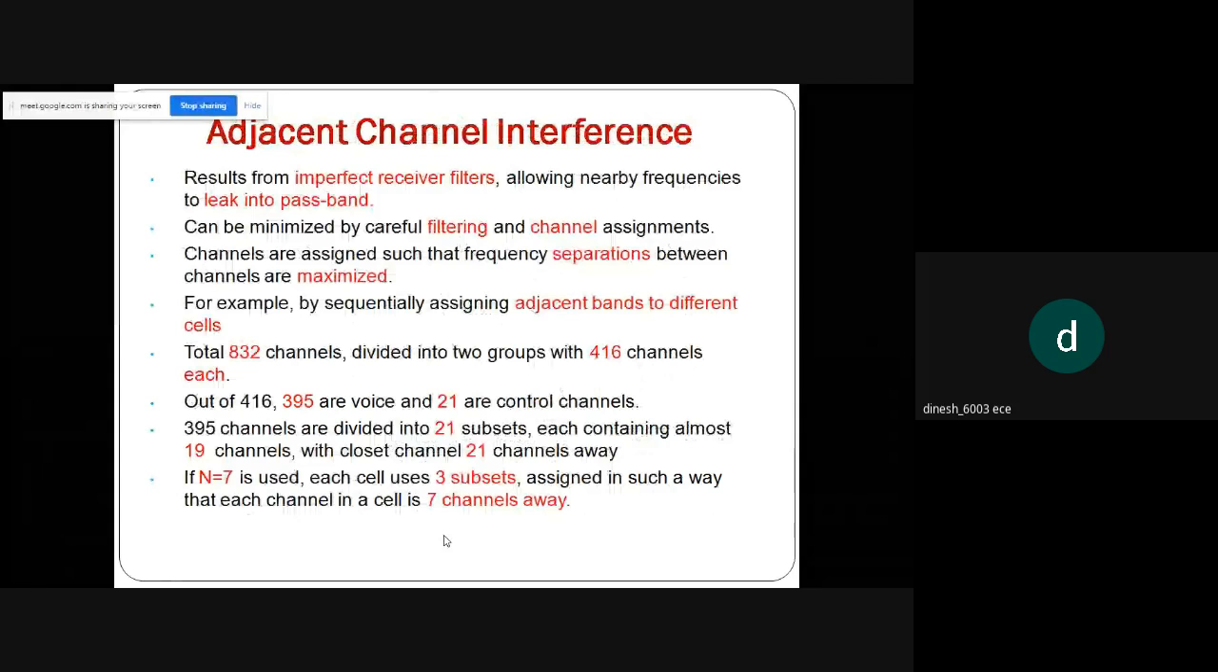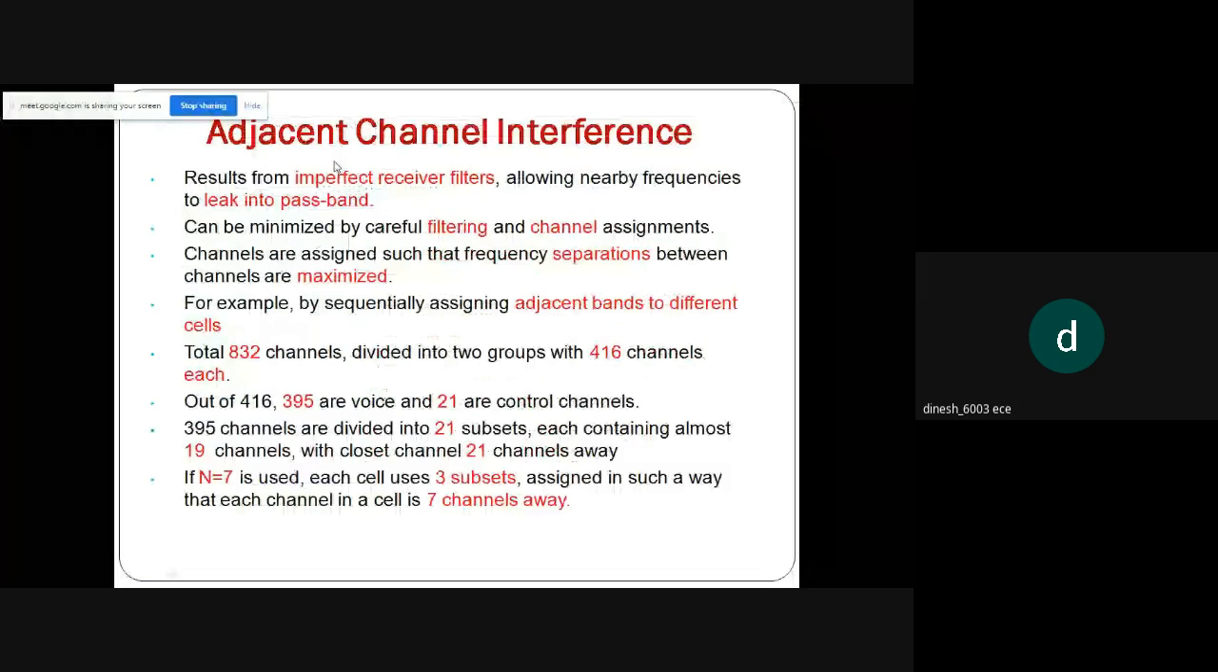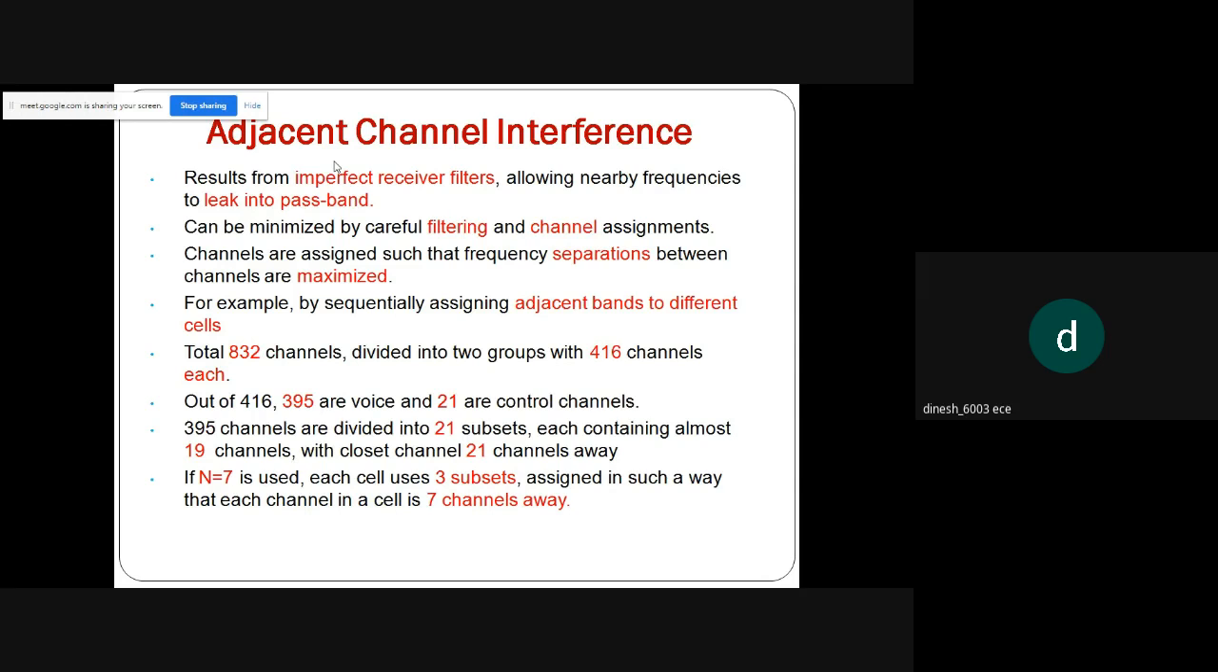So next is the adjacent channel interference. This interference results from imperfect receiver filters, which allow nearby frequencies to leak into the passband. These can be minimized by careful filtering and channel assignment schemes. The channels are assigned such that frequency separations between channels are maximized. So if the distance between frequency 1 and frequency 2 is maximized, then adjacent channel interference can be minimized.